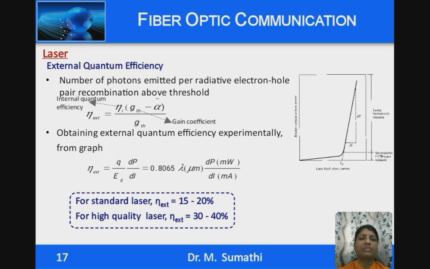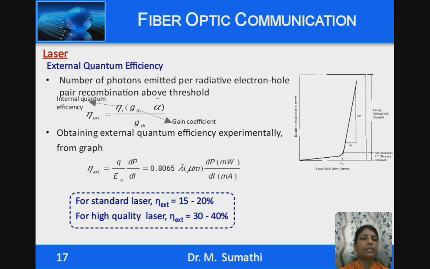The external quantum efficiency is the number of photons emitted per radiative electron hole pair that recombine above the threshold value. So the number of photons that are emitted to the number of electron holes that recombine gives the external quantum efficiency, and it is given by this expression. External efficiency is internal quantum efficiency into the gain coefficient minus the absorption loss in the material along the path of the cavity, and this external quantum efficiency can be obtained experimentally from the graph.